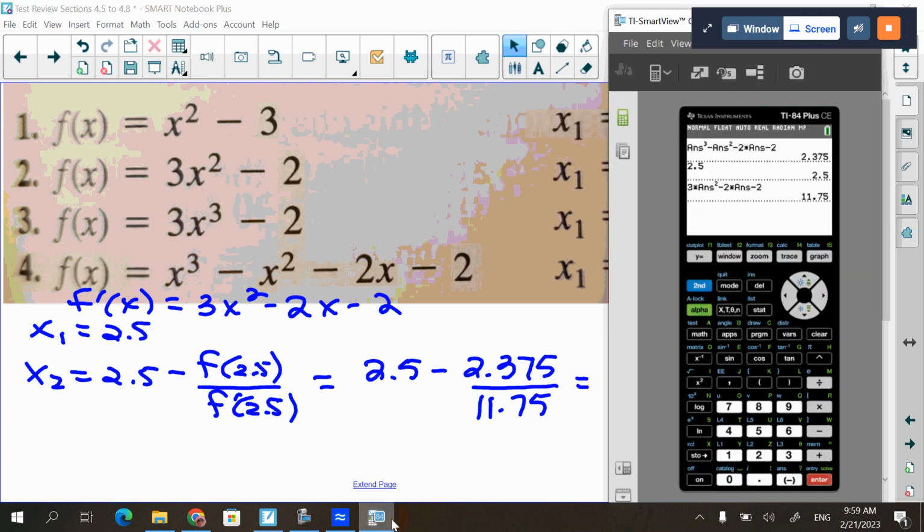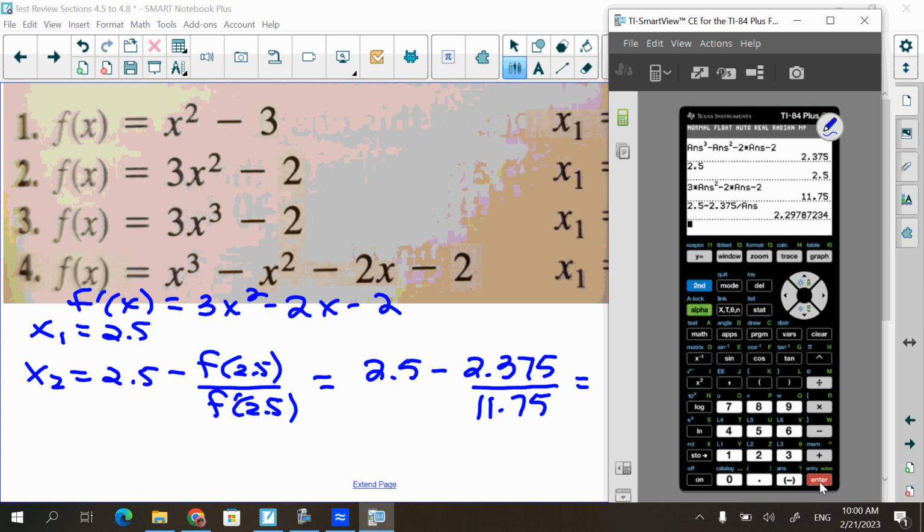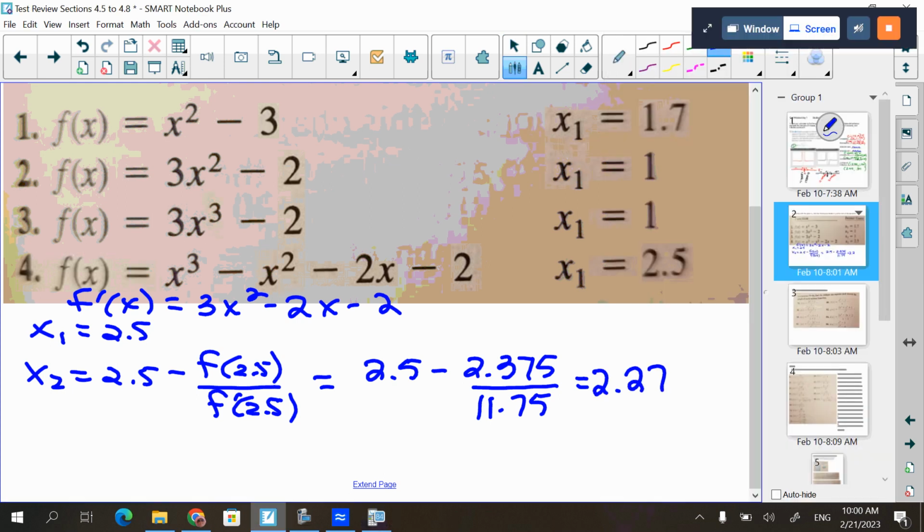And then at this point, you can just say 2.5 minus, and go get the 2.375, or type it in. I mean, this one isn't very bad. Minus, and then second answer, the 11.75. And it gives you, now it's going to start getting nasty with decimals. Okay, so here, I should at least see 2.978, blah, blah, blah.